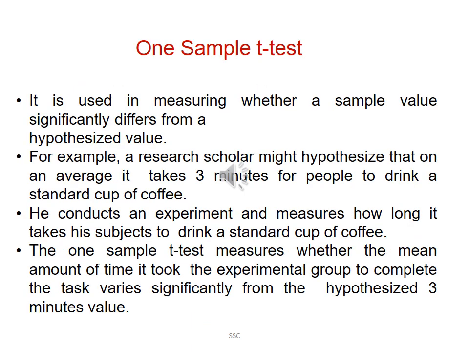One sample t-test. It is used in measuring whether a sample value significantly differs from a population value. For example, a research scholar might hypothesize that on an average it takes 3 minutes for people to drink a standard cup of coffee. He conducts an experiment and measures how long it takes his subjects to drink a standard cup of coffee. The one sample t-test measures whether the mean amount of time it took the experimental group to complete the task varies significantly from the hypothesized 3 minutes value.